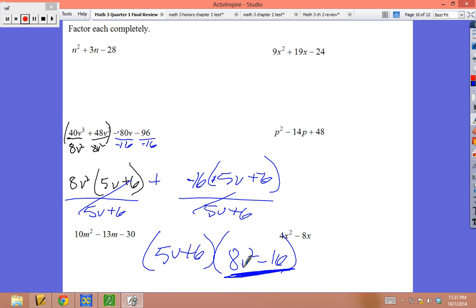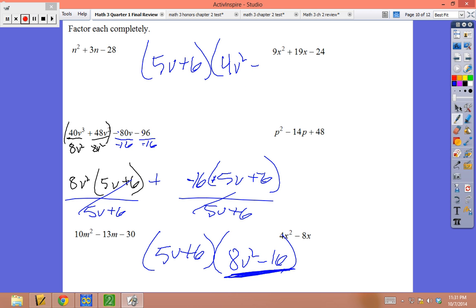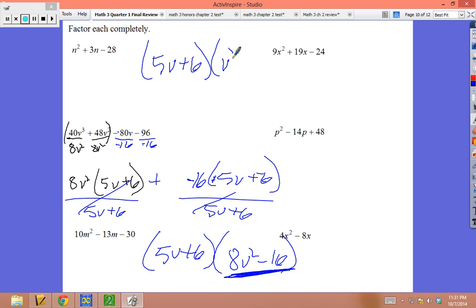I need to factor a 2 out of each of these. So my final answer is going to be 5v plus 6. And then my other group, if I factor out a 2, it's going to leave me with 4v squared minus... No, I got to factor out more than 2. Is that an 8 and a 16? I've got to factor out as much as I can. I got to factor out an 8. I want to divide both these guys by 8, so it's going to be v squared minus 2. On the outside, you should have an 8.